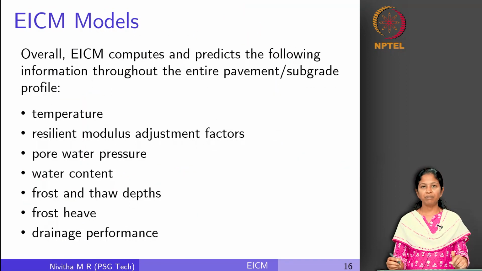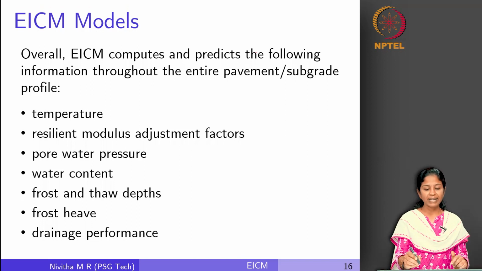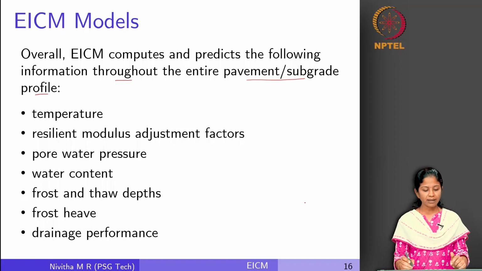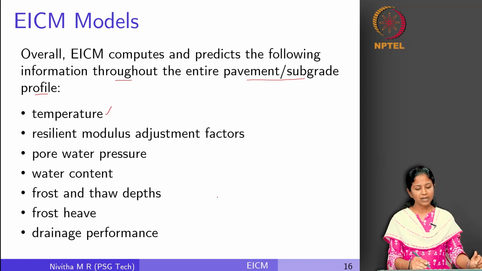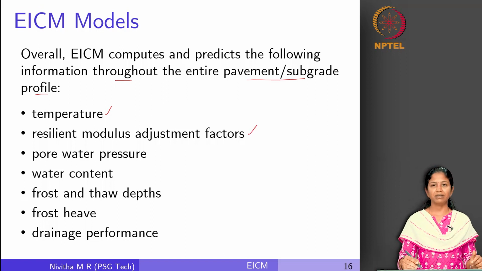So in brief, the EICM model, the integrated model, computes and predicts the following information throughout the entire pavement or subgrade profile. So what are the things that are computed? One is the temperature profile with time. The second one is resilient modulus adjustment factors in the subgrade because of the frozen and unfrozen condition, and in the base and subbase layers in the frozen and unfrozen condition.